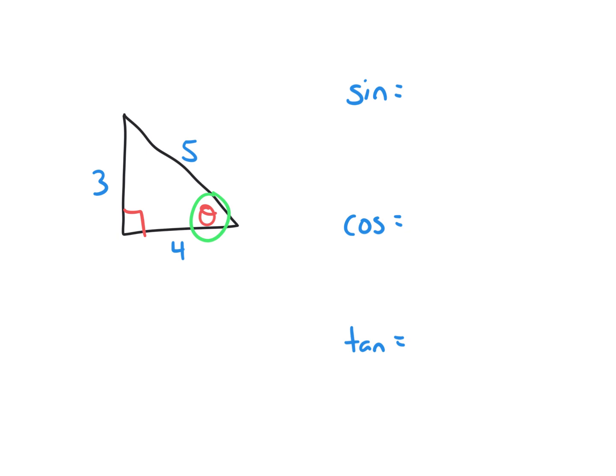What side's the hypotenuse out of 3, 4, and 5? 5 is the hypotenuse. What side's adjacent? 4. What side's opposite? 3. So sine, we said, was what? What's its ratio? Opposite over hypotenuse, that would give us 3 over 5. Cosine is adjacent over hypotenuse. What would that give us? 4 over 5. Tangent is opposite over adjacent, so that would give us 3 over 4. You would normally reduce, but in this case, do I need to reduce any of those? No.